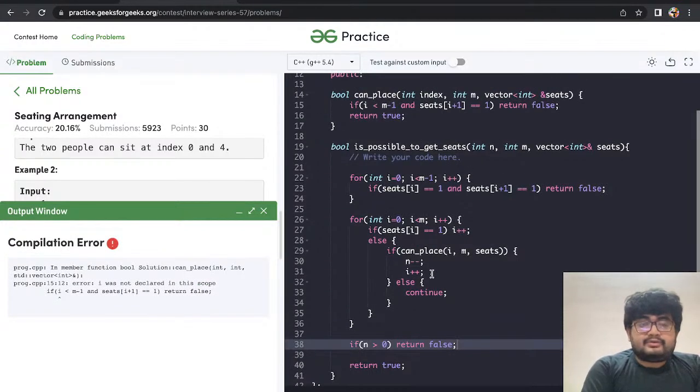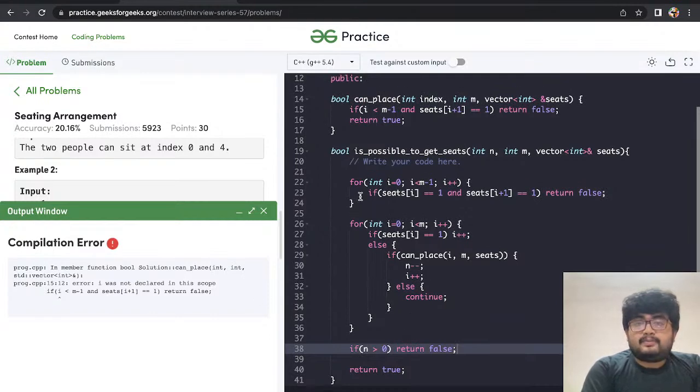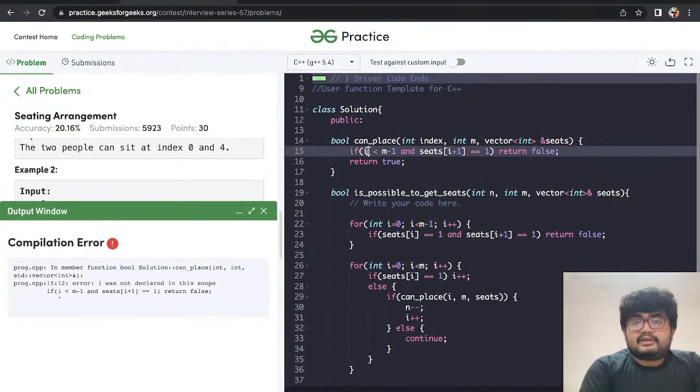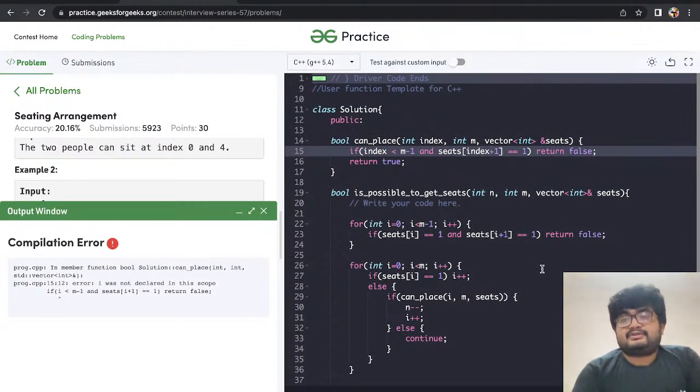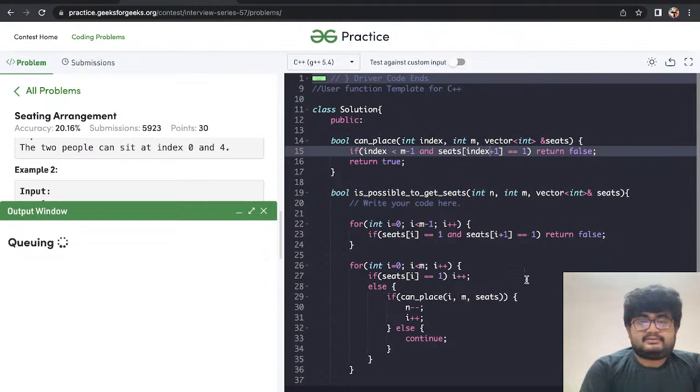I have forgotten to use index. "I was not declared in this scope." Where was I? It should be index. Yes, I have forgotten to use index here. So it should be index, and yep.